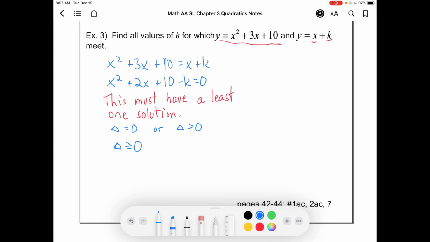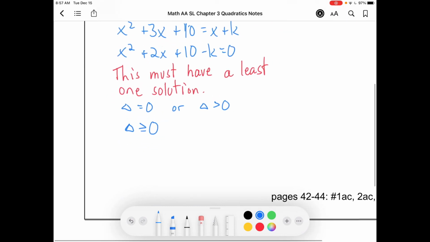So there's a fair bit of problem solving that's happening here. There's a meeting point, so you set them equal to each other. It tells you the number of solutions, at least one. So you know you're talking about discriminant. And that discriminant can either be 0 or positive, which means that it could be greater than or equal to 0. Now we're kind of ready to get into the meat of solving the problem. And from here on in, it will be sort of algorithmic. But up to this point, it's been a lot of abstract thinking.